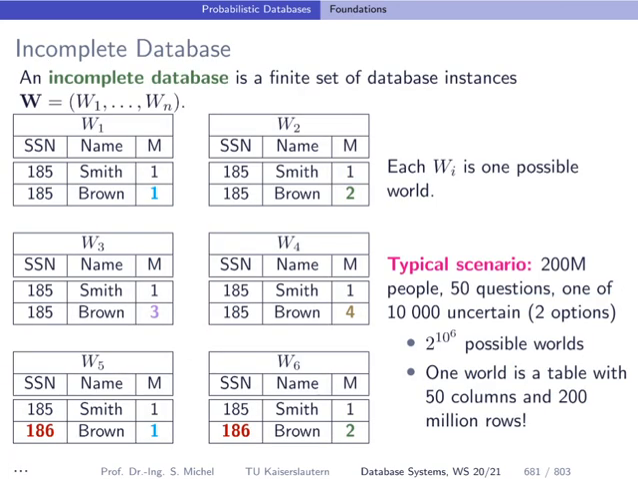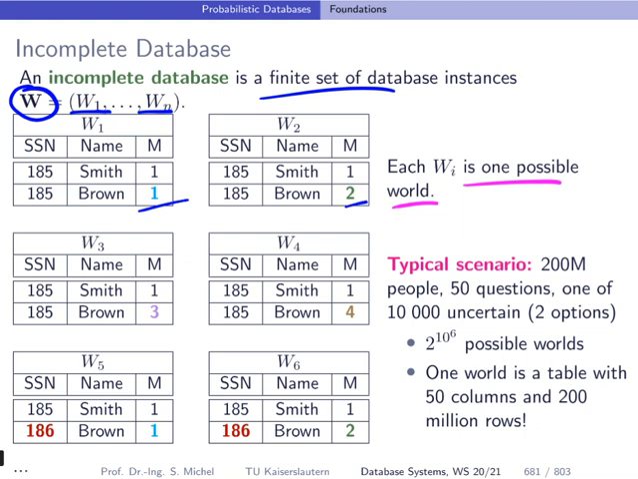So before we talk about probabilities, we first of all talk about incompleteness. So an incomplete database is a finite set of database instances. So here are the individual instances. Here this one is the incomplete database. And each of these instances, these W_i, is what we call a possible world. And if you consider the example from before, here in this illustration again, we see that we assume for Brown, who did not mark any marital status, all 4 possibilities: single, divorced, and so on.